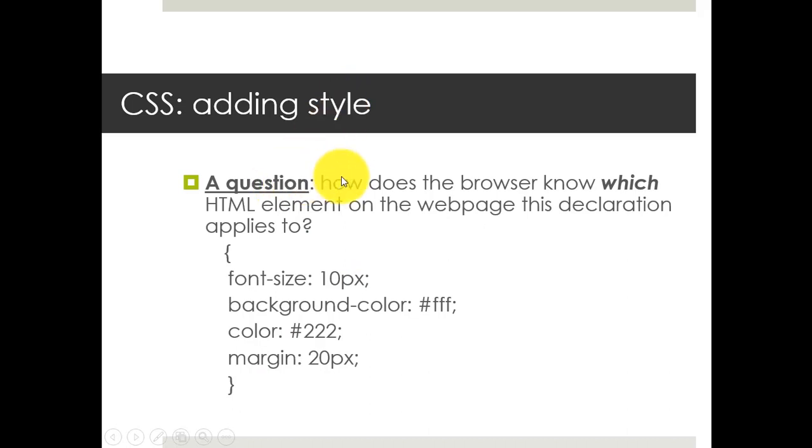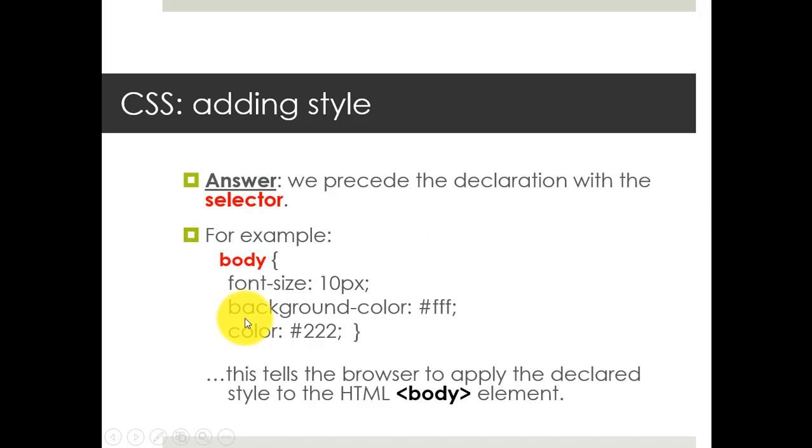Caution: how does the browser know which HTML element on the web page this declaration applies to? As you can see, font size, background color, and margin are in this declaration. Answer: we precede the declaration with the selector. What is a selector? For example, body here is a selector. The font size, the background, the color. This tells the browser to apply the declared style to the HTML body element. Okay, this is a selector.